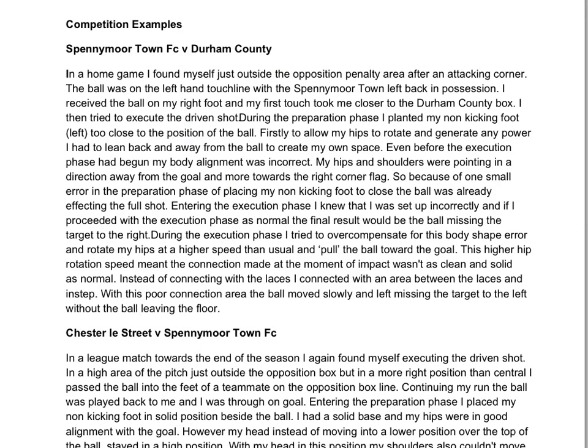It goes on to examples. So this is me playing for Spennymoor Town. You can see that the scene has been set nicely, allowing my hips to rotate, I had to lean back, etc. Technical analysis, hips and shoulders being brought in. So we're talking about mechanics, really important. We're talking about hips, shoulders, body alignment, what's going on, what's the mechanical analysis of your technique.